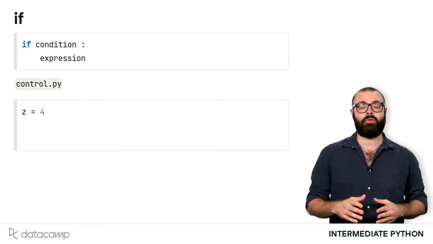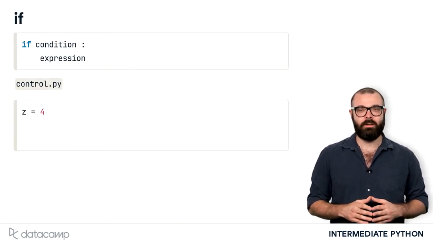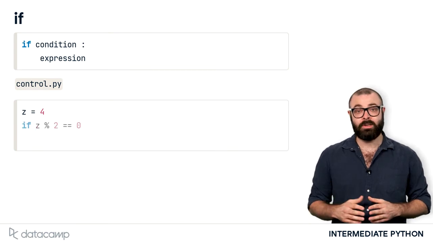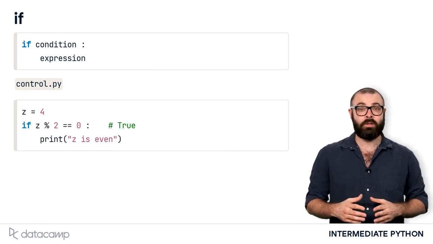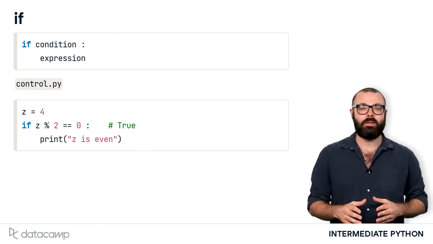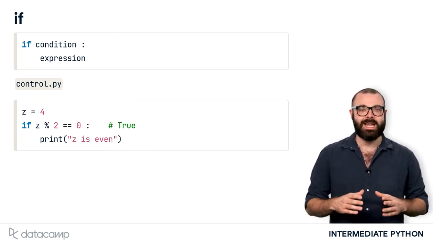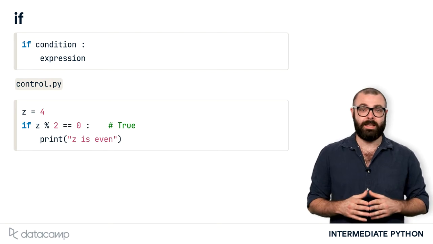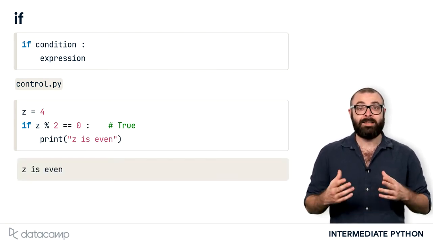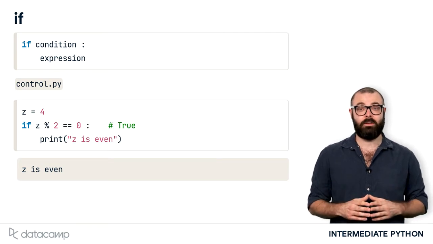Let's start working in a script, control.py. Suppose you have a variable z equal to 4. If the value is even, you want to print out "z is even". This code does the trick. Modulo operator 2 will return 0 if z is even. If you run this, Python checks if the condition holds. It's true, so the corresponding code is executed. "z is even" gets printed out.